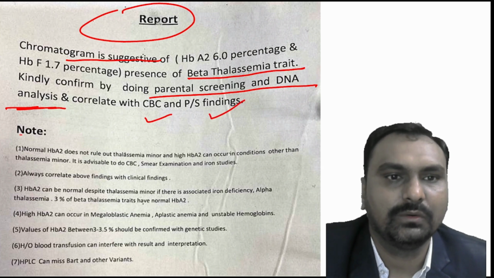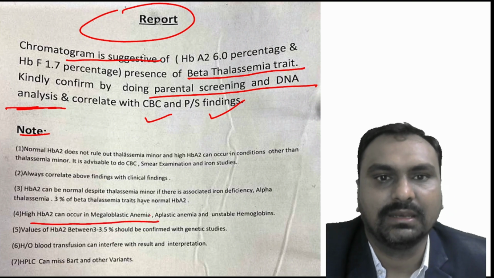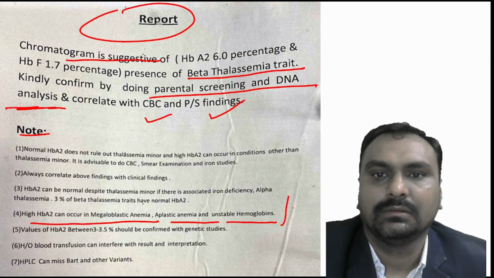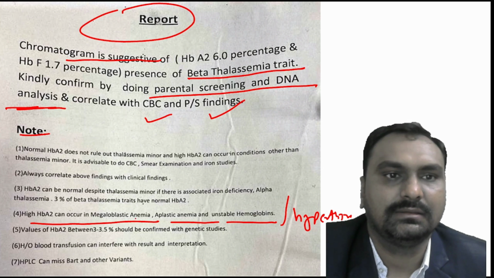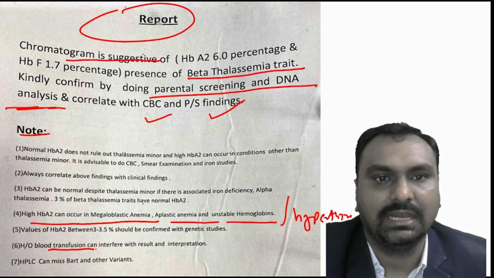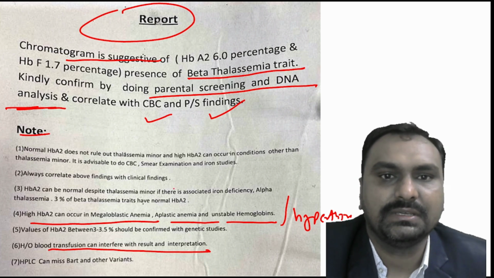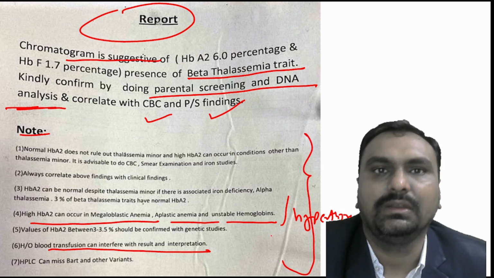You also have to give notes like: high value can be due to megaloblastic anemia, aplastic anemia, unstable hemoglobinopathies or hyperthyroidism. Okay, all will lead to an increase in HbA2. Blood transfusion can interfere with the results and interpretation. Okay, and iron deficiency anemia leads to a low HbA2 level. So all these notes you have to give in the reports.